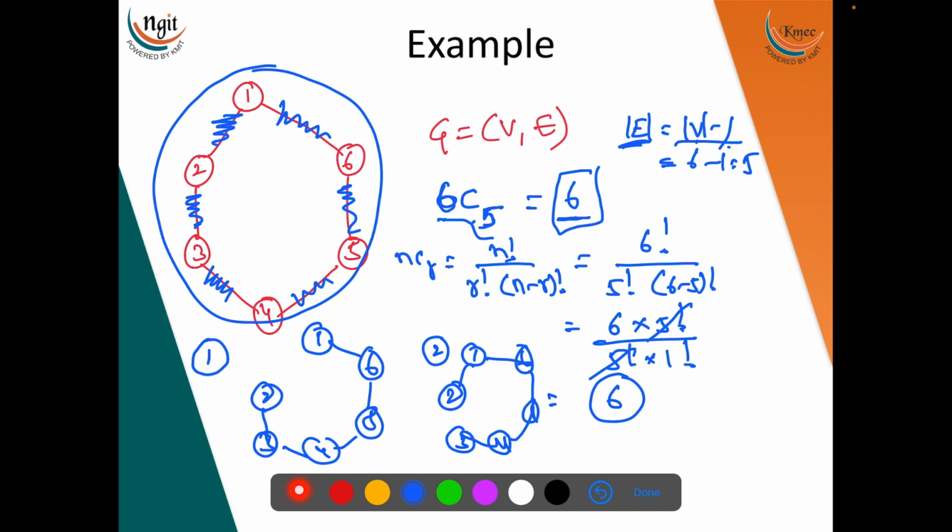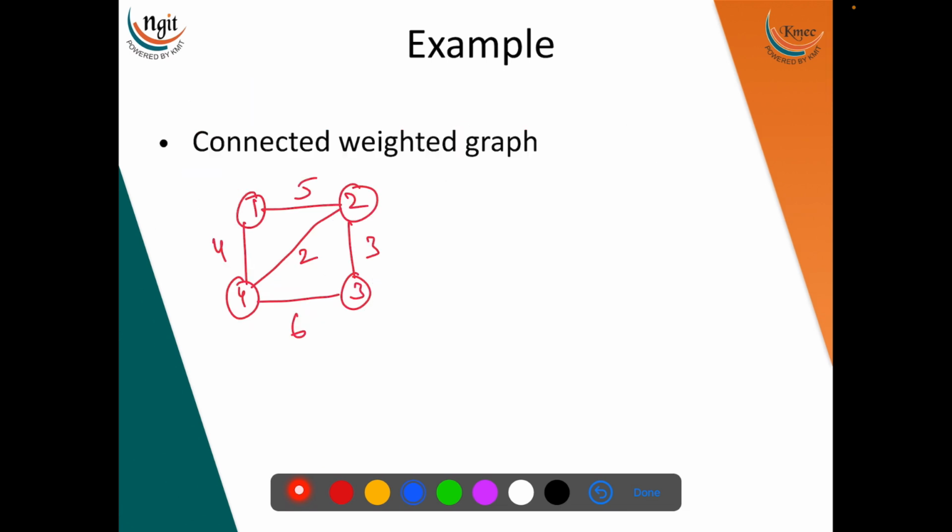Okay. Now we'll take another example. This example is a connected weighted graph. In this example, let's find out the spanning tree. So I'll give a formula to generate spanning trees when you have a question. Possibly there will be a question from this area. When you have a question, the question will be something like this.